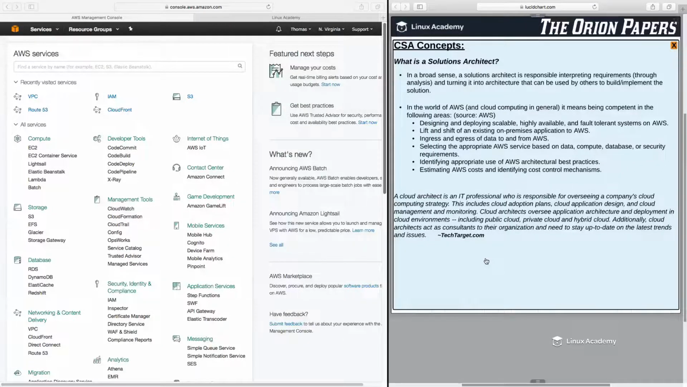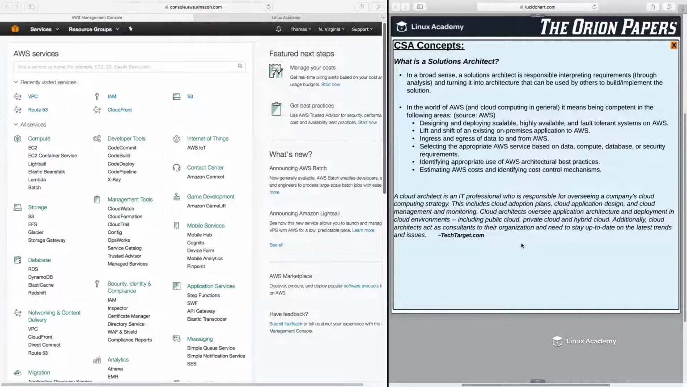Additionally, cloud architects act as a consultant to their organization and need to stay up to date on the latest trends and issues. So another important aspect here that we have to be really aware of, and something that we will focus on throughout this course, is estimating AWS costs and identifying control mechanisms. So you're not only designing the architecture, meaning where is everything placed and what components are needed, but also what is the security of those components going to be? What is the cost of those components going to be?